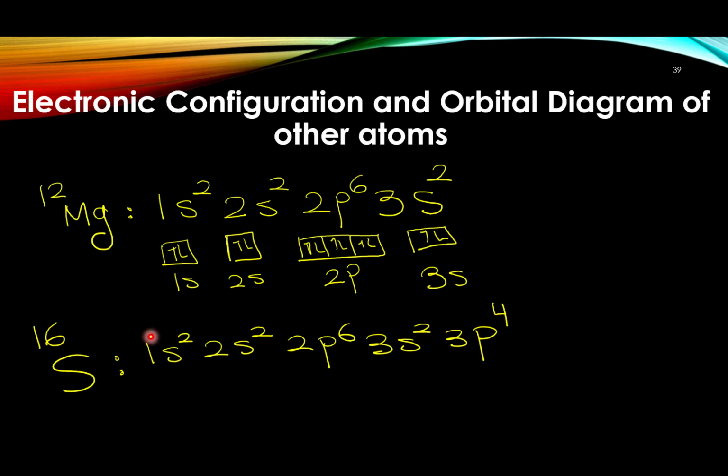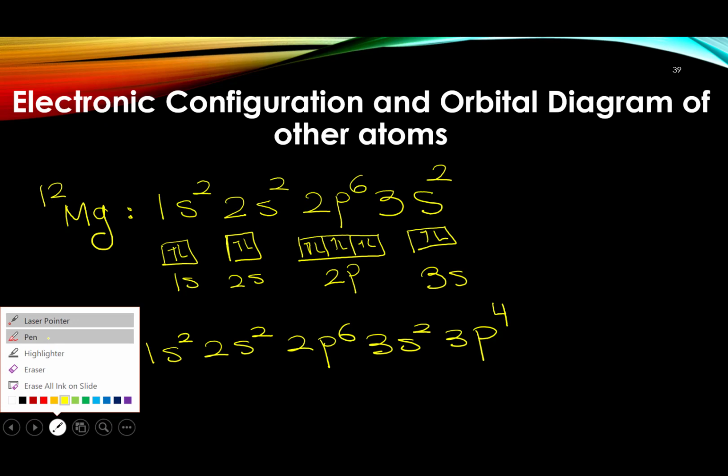Okay, this is the electronic configuration for sulfur. And I double checked and made sure that I have 16 electrons. Then these superscripts are the number of electrons. These 1, 2, and 3 are the principal energy level, or energy level.